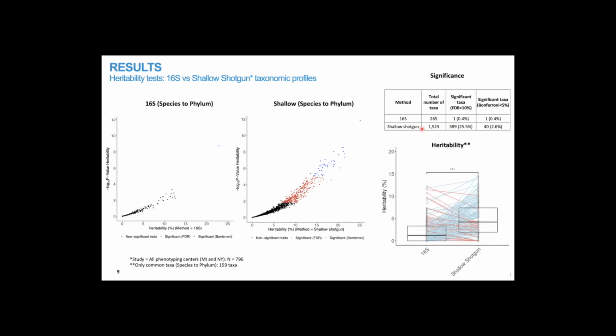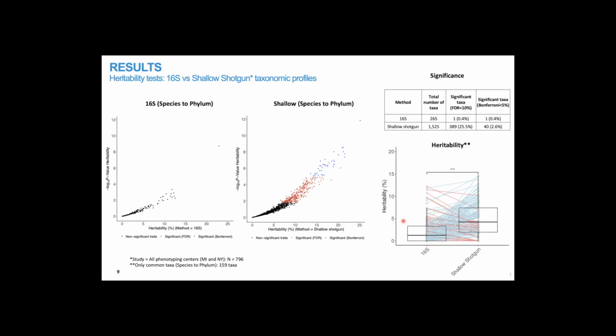But if I only get the taxa that are common, that were mapped for both methods, the taxa that are common for 16S and shallow, we can also see that most of the heritability values for these common taxa tended to be higher when I had these results based on the shallow shotgun data compared to 16S. So this is a very good result showing that maybe shallow shotgun data is a good alternative compared to 16S.